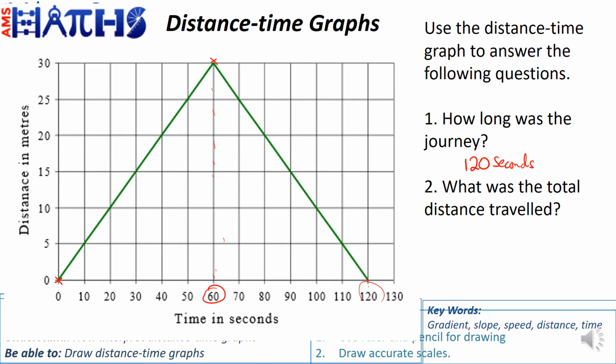The second question says, what's the total distance traveled? So from the starting point to the top, we would have traveled 30 meters, and then to return back to our starting point, that's another 30 meters. So together that gives us 60 meters.